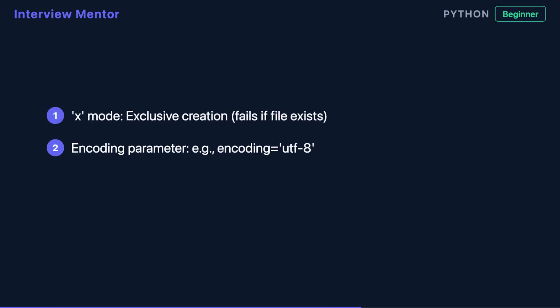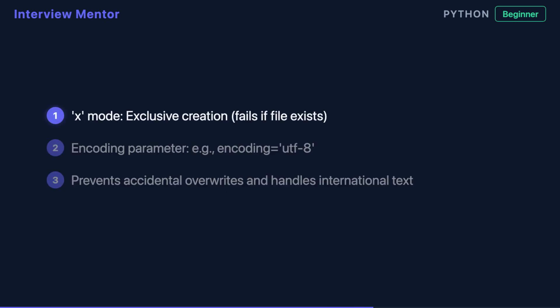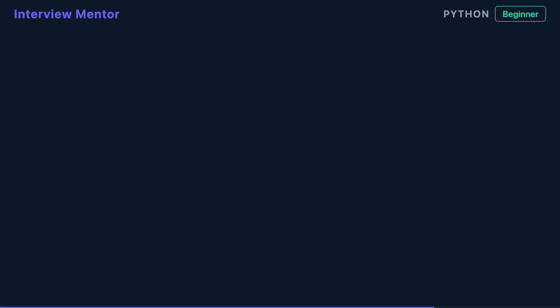There are other useful modes too. Mode X creates a new file exclusively and fails if the file already exists, preventing accidental overwrites. You can also specify encoding like UTF-8 to properly handle international characters in text files.